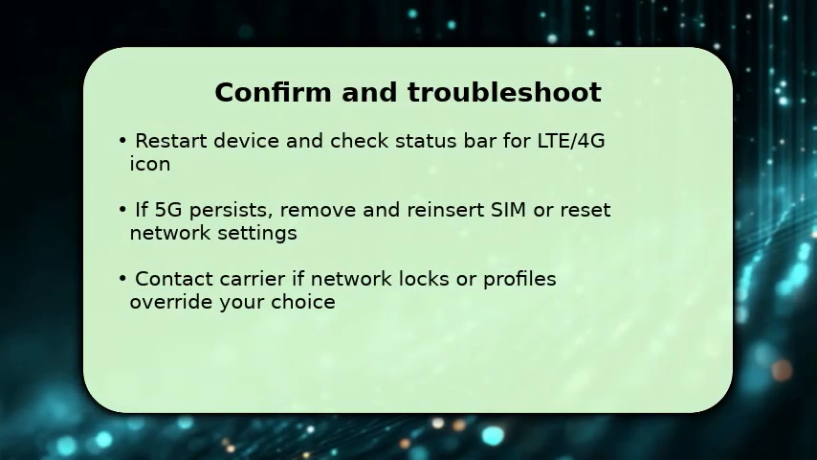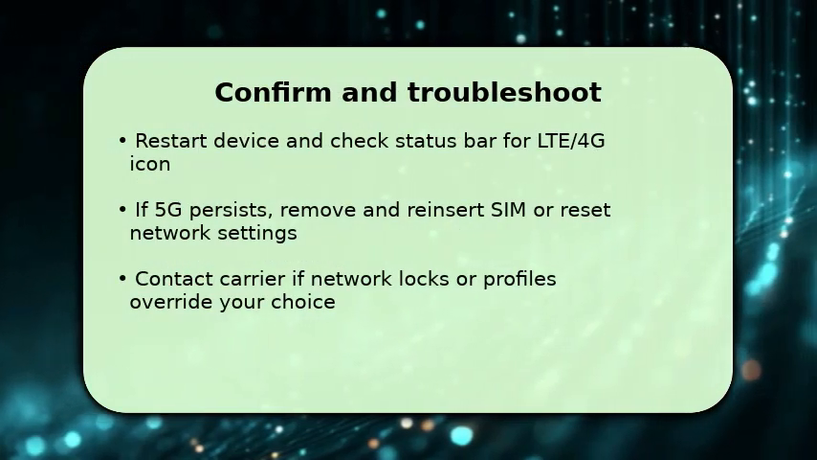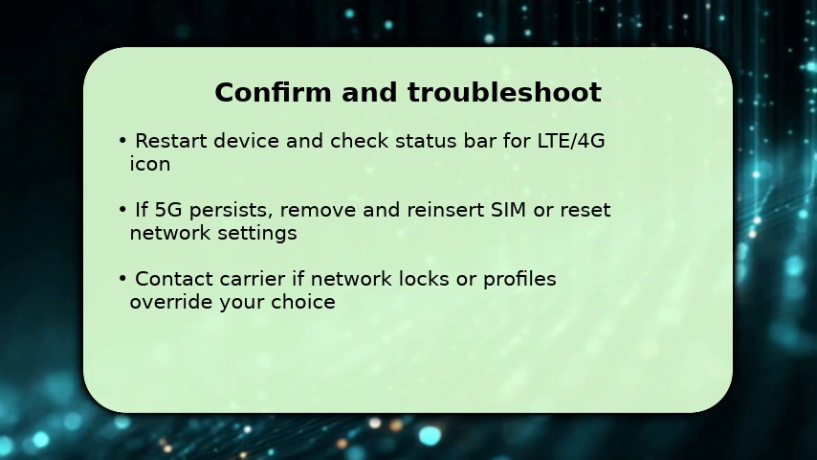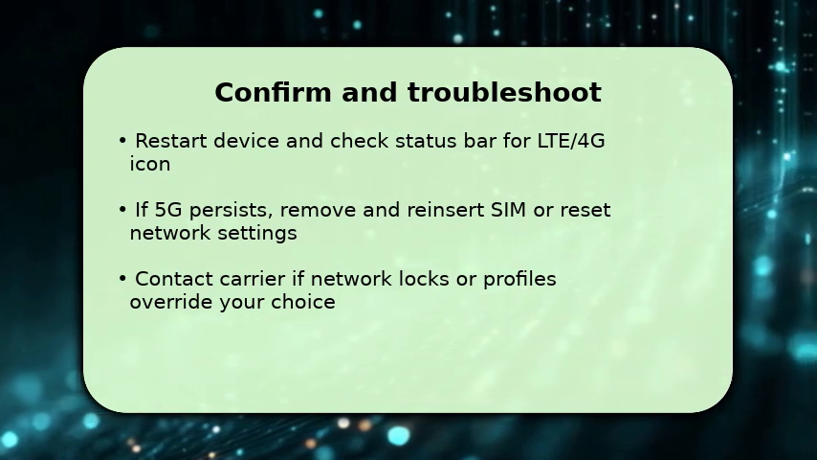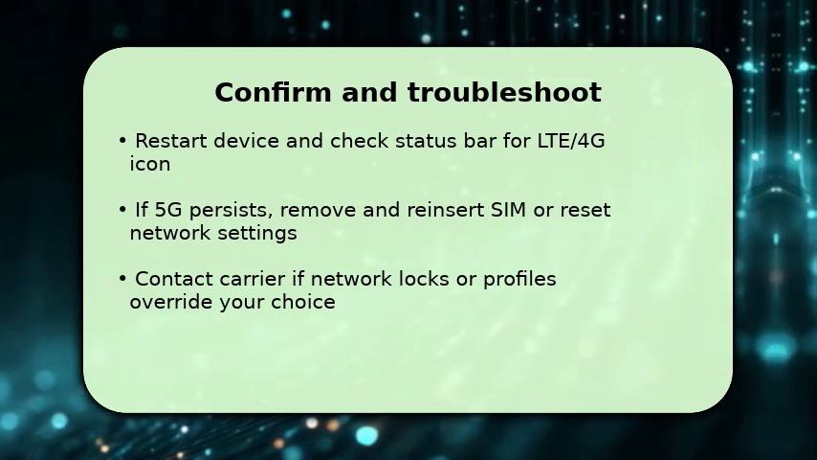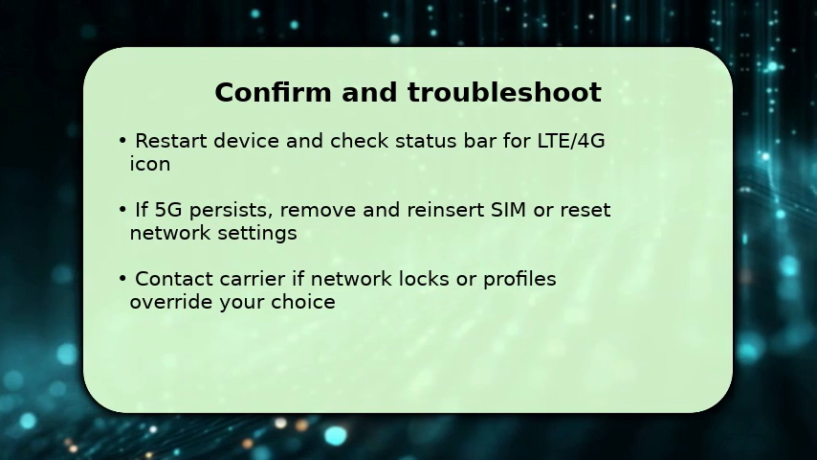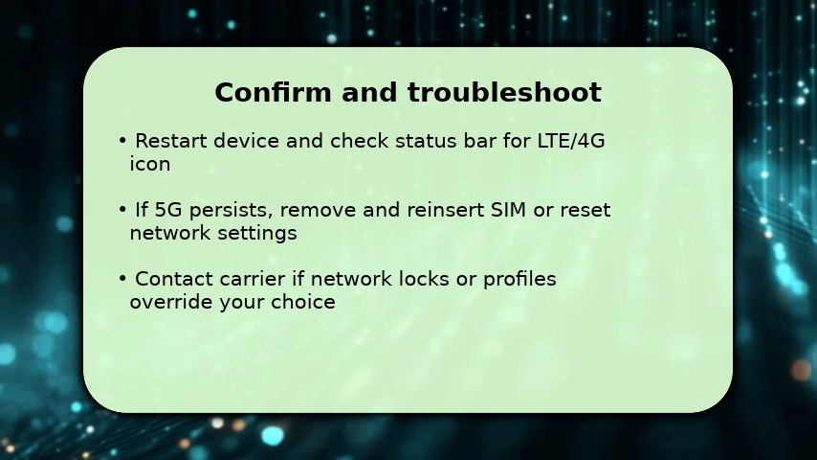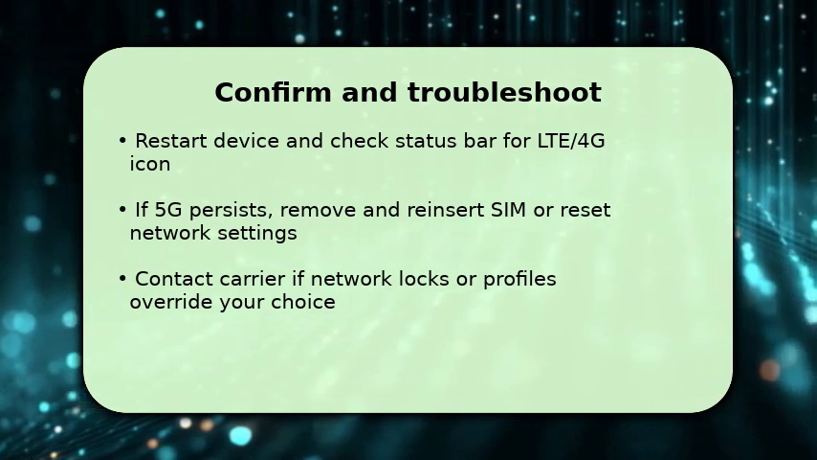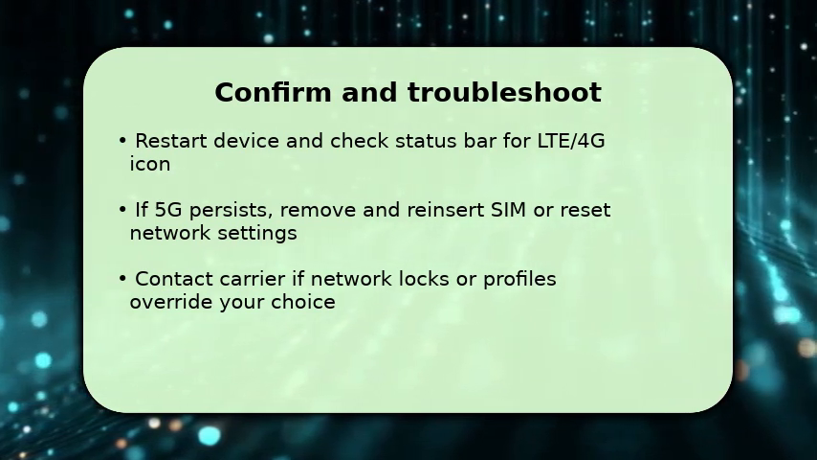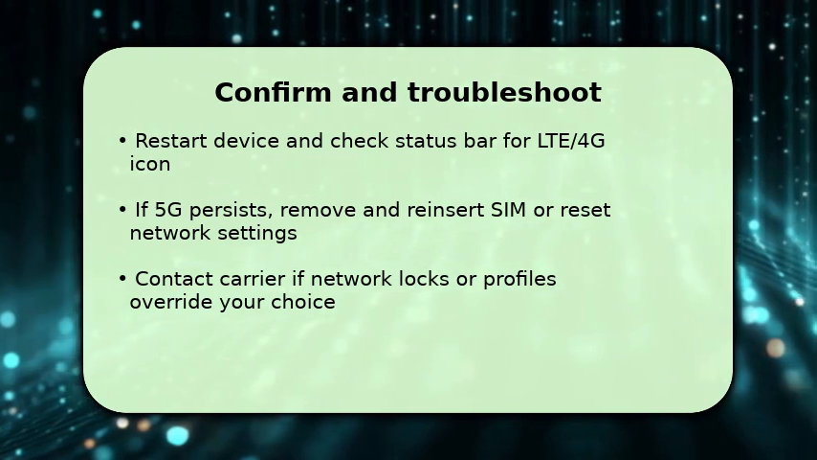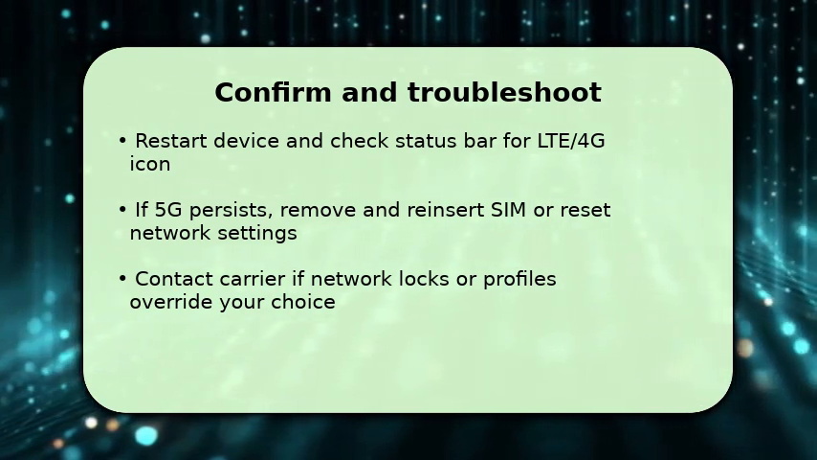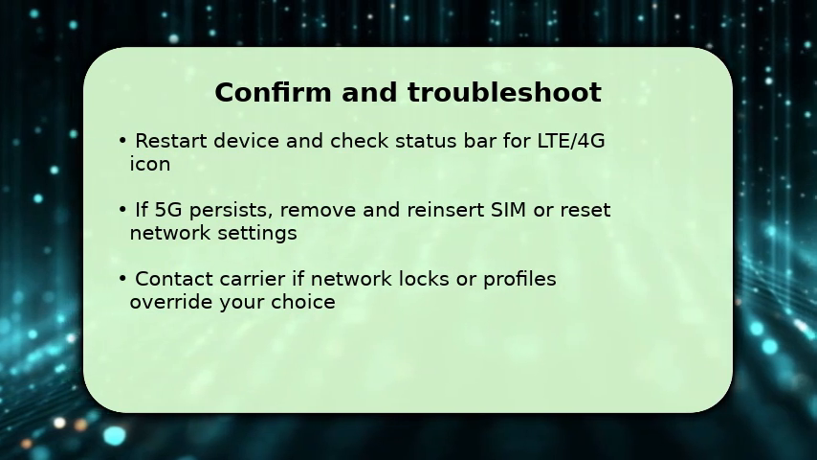That confirms the switch. If your phone still shows 5G, try removing and reinserting the SIM, then recheck network mode. As an escalated step, reset network settings to clear profiles that force 5G, but note this removes saved Wi-Fi passwords. If any carrier-supplied profile or lock forces 5G, contact your carrier. They can change provisioning or provide a non-5G profile as needed.